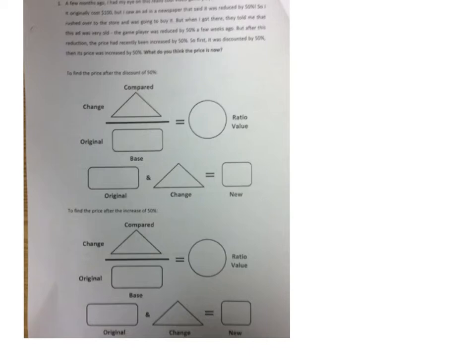So we're going to figure out what really happens. It says first, so we're going to find the price after the discount of 50%. So I know it's discounted 50%, and so that ratio is going to go right here. So it's 50 over 100. And discounted means it's marked off, so I'm going to label it off, and the amount here is off.